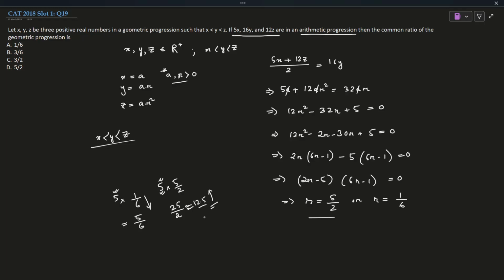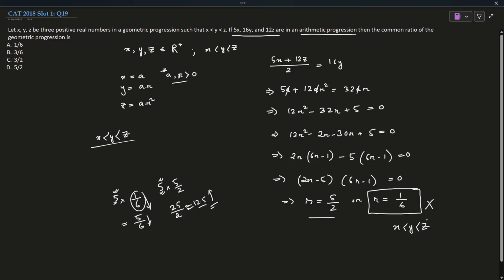So it has increased. Initially it was 5, you multiplied by 1 by 6, you got 5 by 6, so it has decreased. That means r cannot be 1 by 6. If r is 1 by 6, then you cannot satisfy this equation. This is not possible. Why? Because we are given that x is less than y is less than z. So the correct answer will be 5 by 2. 5 by 2 is the correct answer, guys. A good question, I would say. The correct answer will be option D.